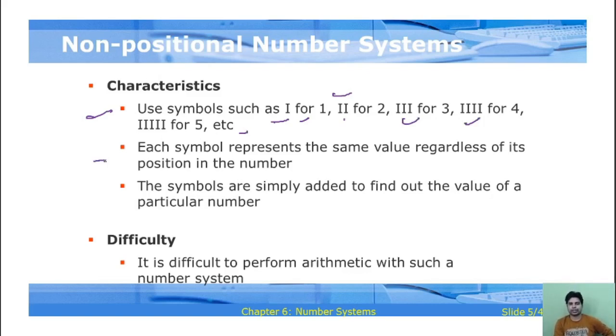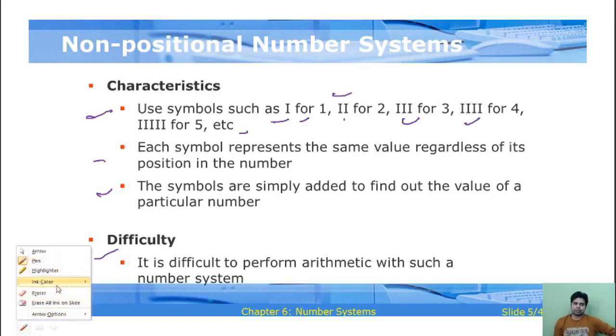This is the second characteristic. And the third characteristic is that the symbols are simply added to find the value of a particular number. What is the difficulty in the non-positional number system? It is difficult to perform arithmetic with such a number system. Arithmetic operations are difficult to perform in this type of number system.